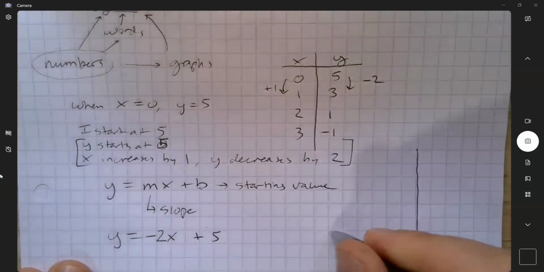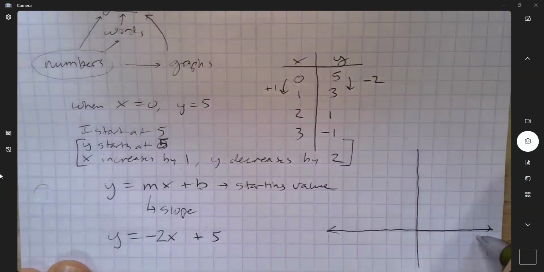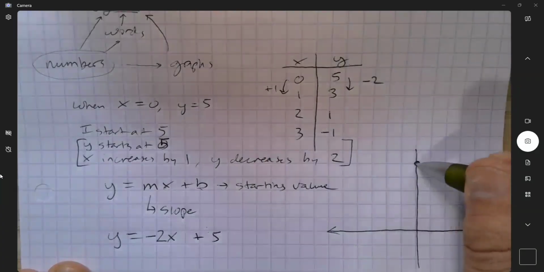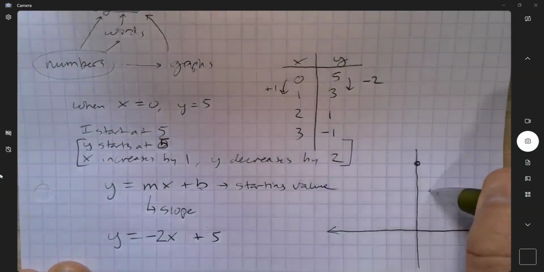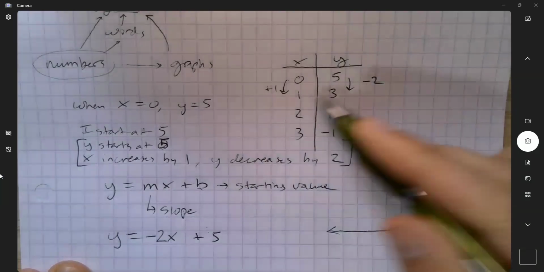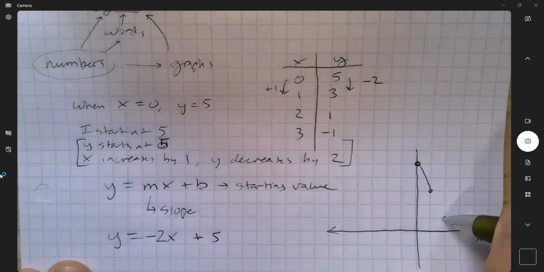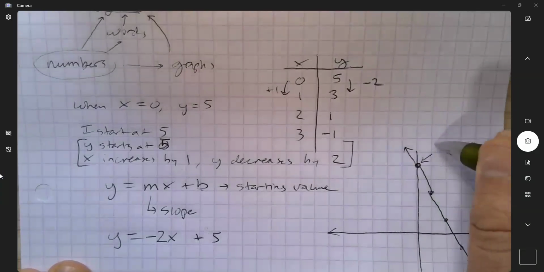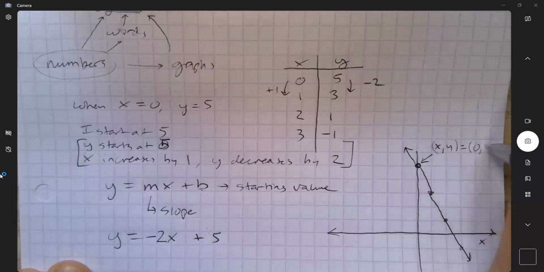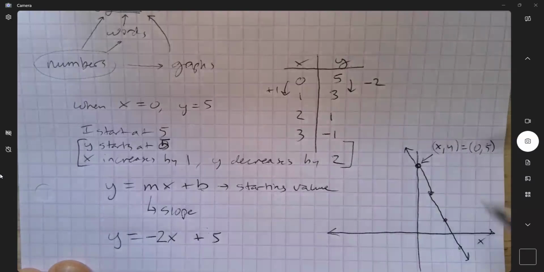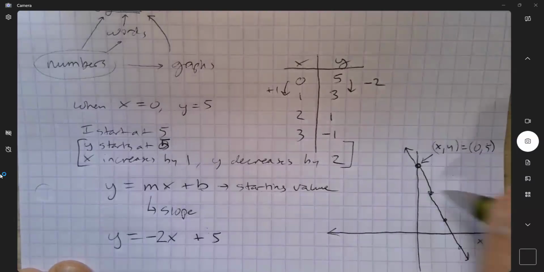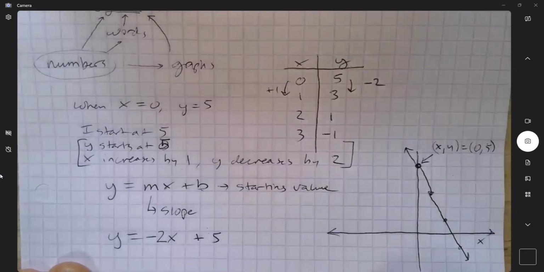And if I were to draw this as a graph, the point (0, 5) tells me I start here, and then when x moves to the right by 1, y moves down 2, right? Because the point (1, 3) is on the graph, and so is the point (2, 1), and (3, -1). And I have my y-intercept is (0, 5). That's where the +5 comes from. And I have the x changing by 1 and the y changing by -2. That's where my slope comes from.